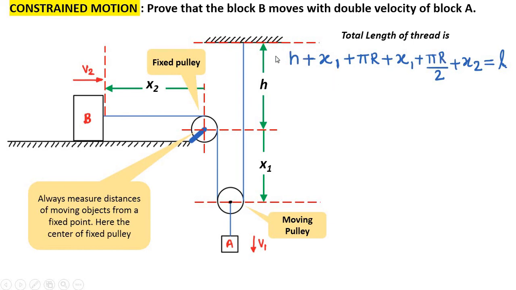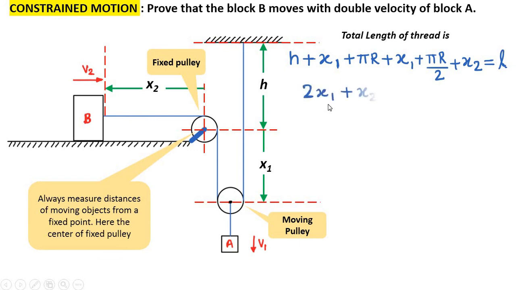You can see this h is this much height over here, then x1 is this much length, then pi r is this semicircular part of the moving pulley, and then x1 is this distance between the centers of two pulleys, and then pi r by 2 is this quarter length of this fixed pulley, and x2 is this remaining distance up to the block B, and this total length of the thread must be equal to L.